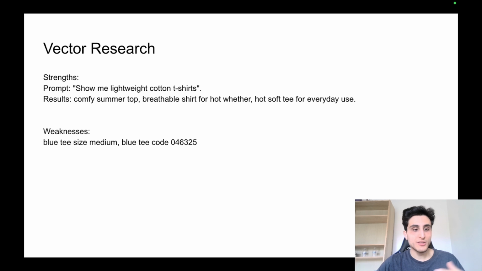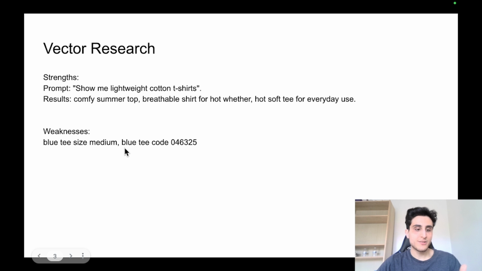This is useful because let's say someone asks, show me lightweight cotton t-shirts, and it's very hard to find exact matches for this query. So it makes sense to be more generalized and provide results such as comfy summer tops, everyday clothing for hot weather, and stuff like that.